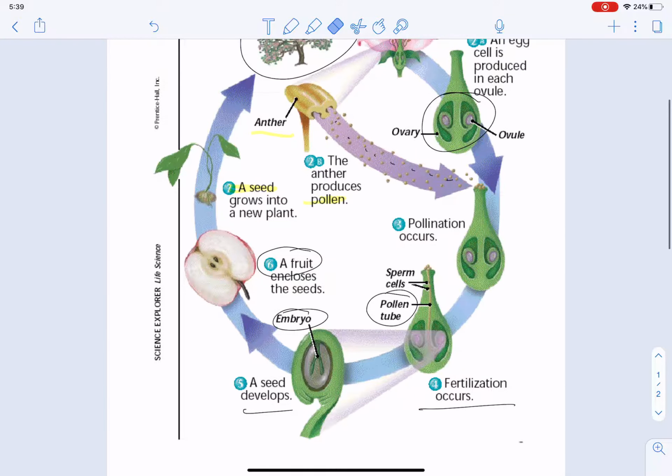So that's just a quick overview of the plant life cycle in terms of angiosperms. This will be helpful for when we look at our tree adopting project.